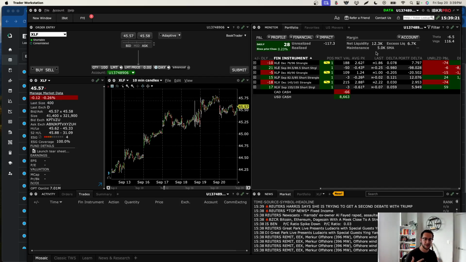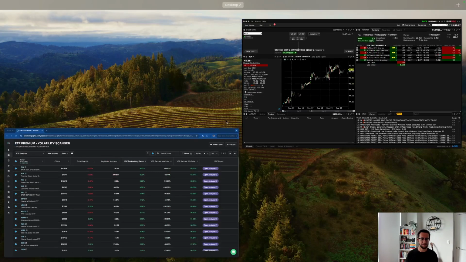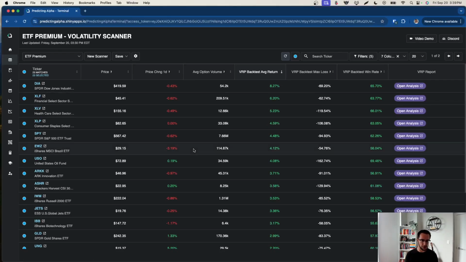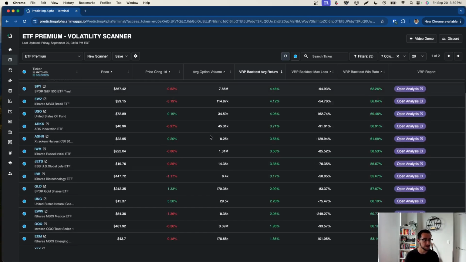So I'm feeling like I'm comfortable adding another trade to the portfolio, and I wanted to walk you through how I'm going to make that choice. Just like you learned in the course, it all starts with this ETF Premium scan. What does this scan do again? It shows us all of the ETFs that have a positive variance risk premium that we're actually able to monetize. For the last 4 years, the VRP is positive and the backtest is also positive. Here is the list of those tickers.